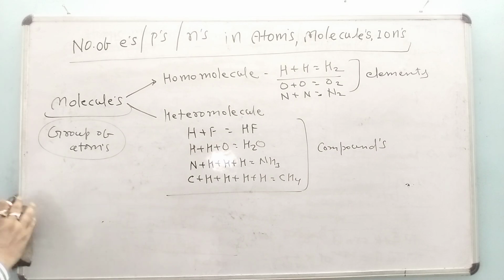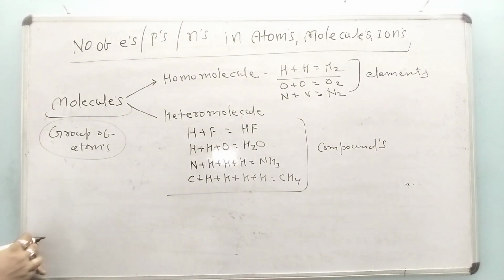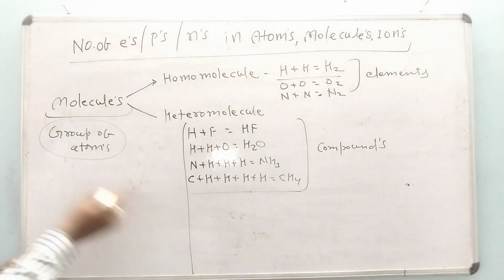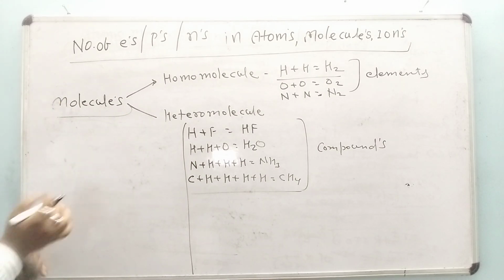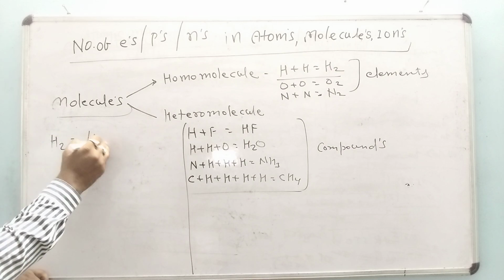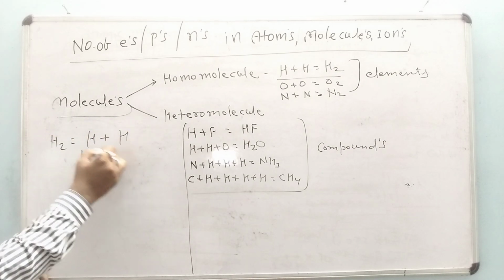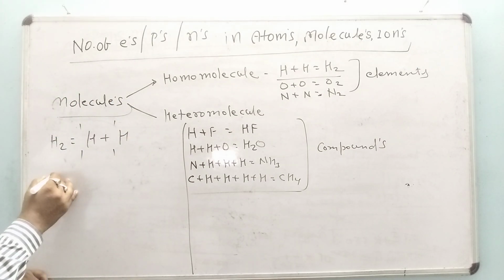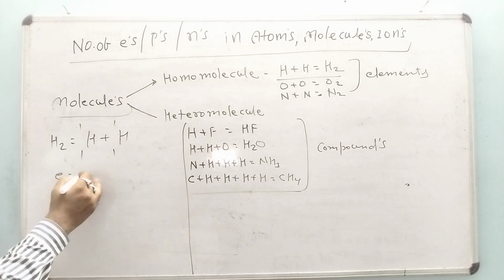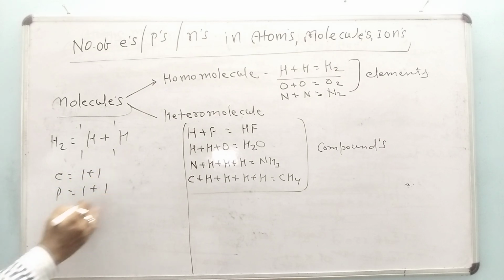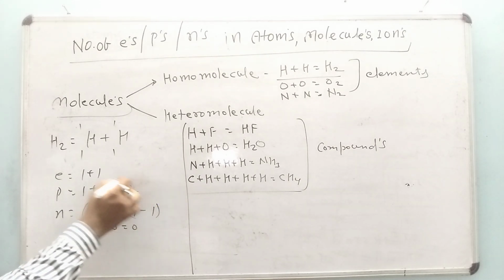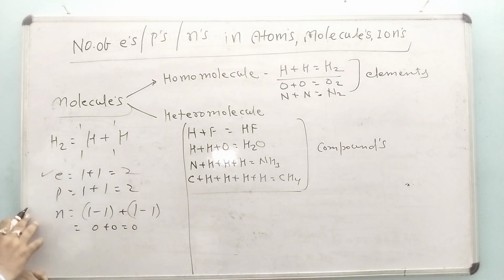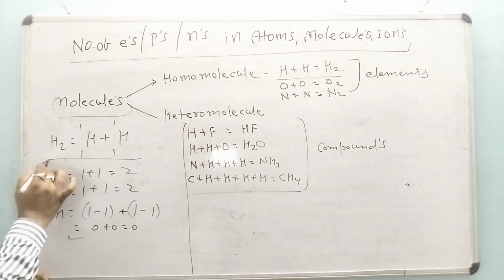you can take a screenshot. You can write the example of homomolecules here. In case of homomolecules, suppose H2 is composed of H and H atoms, atomic number 1, atomic mass number 1. Electron is 1 plus 1. Proton is 1 plus 1. And neutron is 1 minus 1 plus 1 minus 1, so 0 plus 0, it means 0. Here the result is 2 and 2. So 2 electrons, 2 protons and 0 neutrons are present in the H2 molecule.